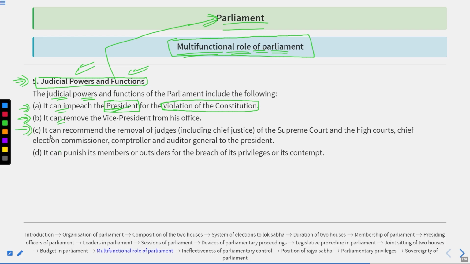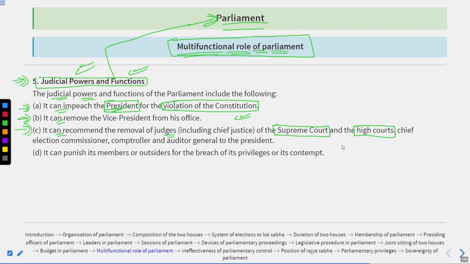Third, the Parliament could recommend the removal of judges of the Supreme Court and High Courts, including their Chief Justices. Like in case of the Supreme Court, the Chief Justice of India. In case of a High Court, the Chief Justice. These judges could be removed by the Parliament by following the same procedure of impeachment.